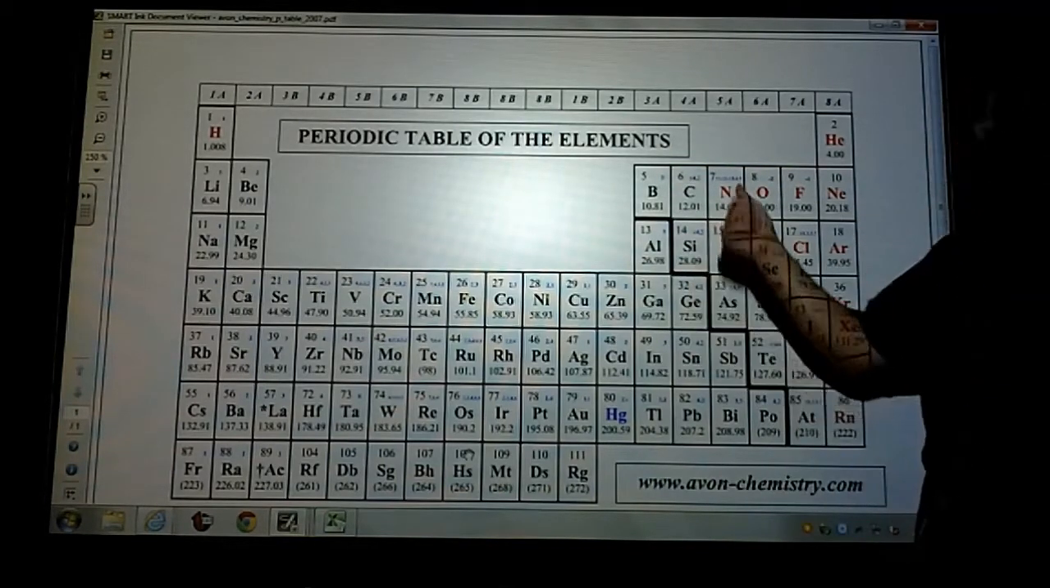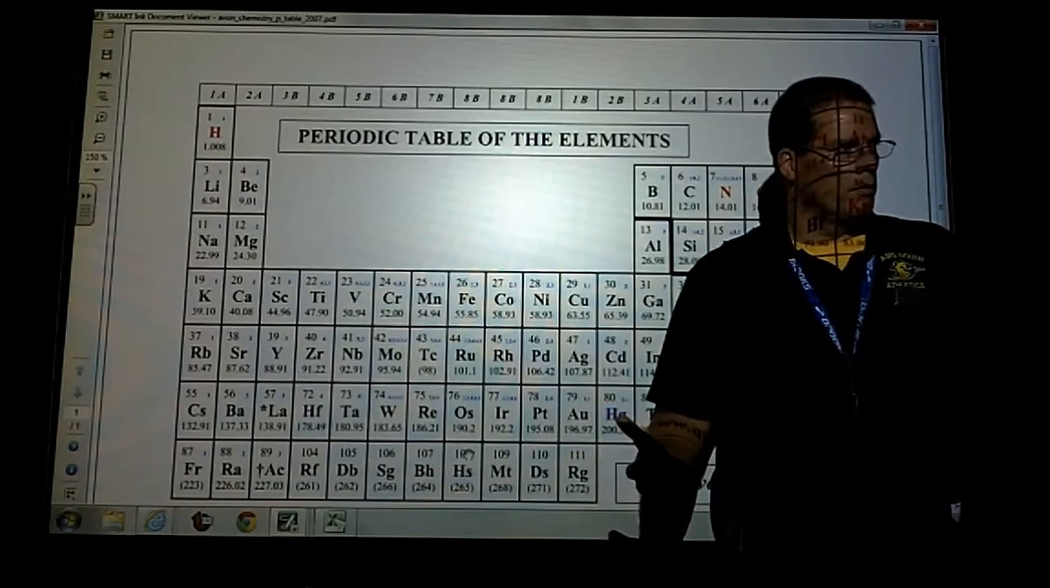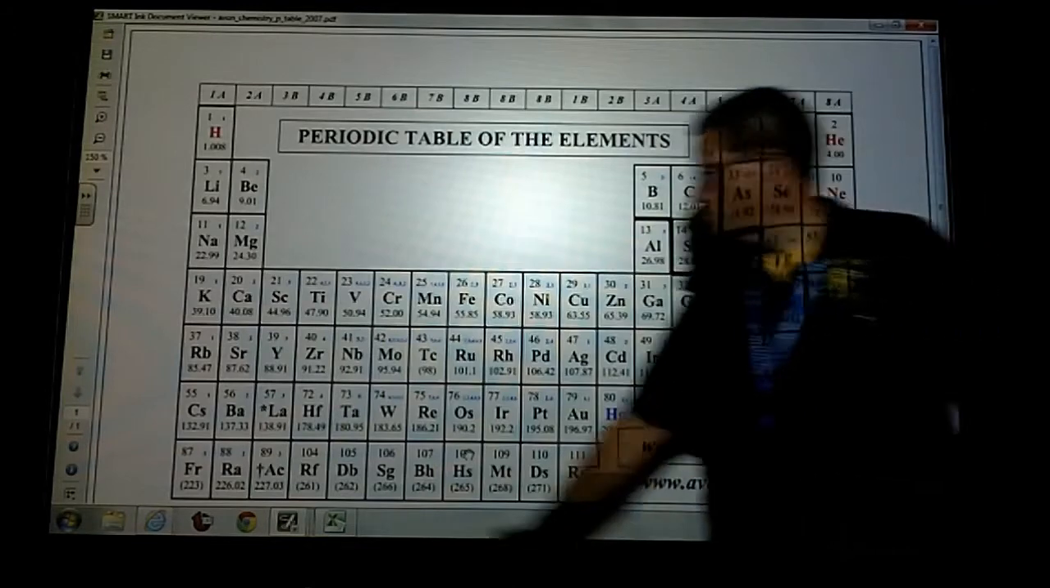Which are easier to remove, valence or core? Valence. Okay. Core, is it impossible to remove? No. No, it just takes a lot of work and a lot of energy.